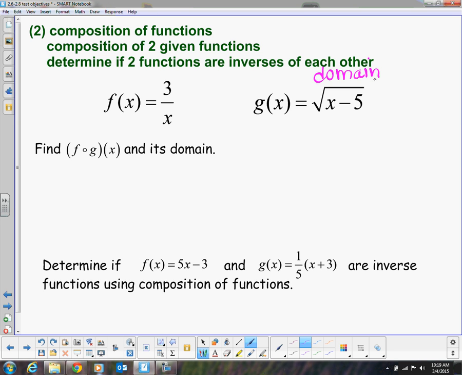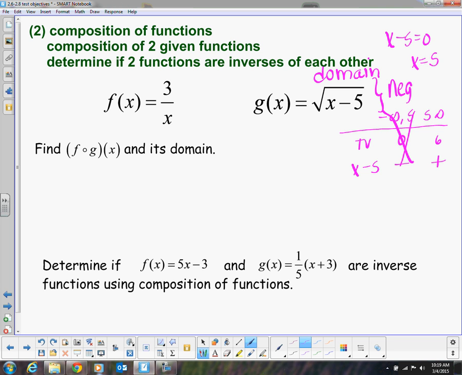So what are the issues here? Negative. So you're going to say x minus 5 equals 0, x equals 5. What's required for negative? Negative infinity to 5, 5 to infinity. How about 0 and 6? These are my test values. What's 0 minus 5? And 6 minus 5. So currently our domain is 5 to infinity. What goes around 5? A bracket.